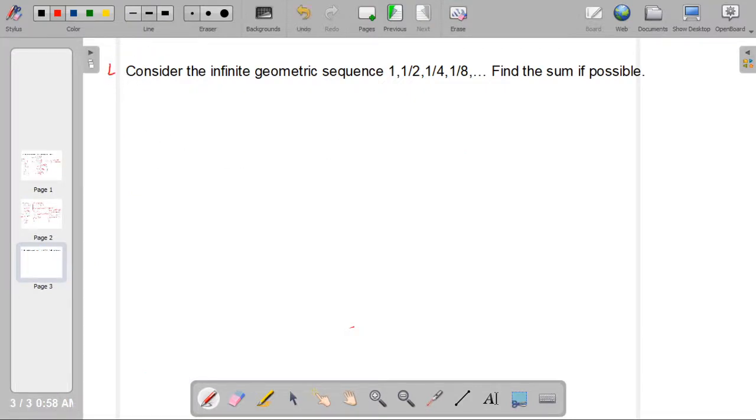This is our fourth example. Consider the infinite geometric sequence 1, 1/2, 1/4, 1/8, and so on. Find the sum if possible. For this, the formula we have is S equals A sub 1 over 1 minus r. So the formula is quick, right?